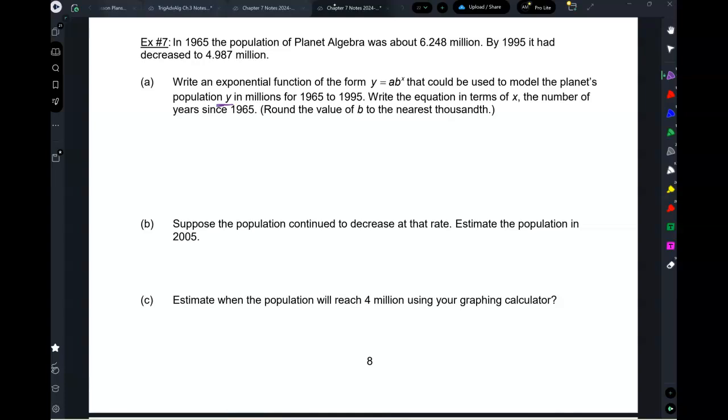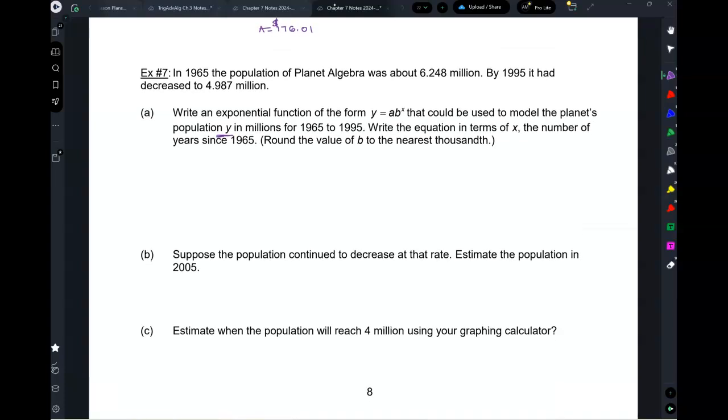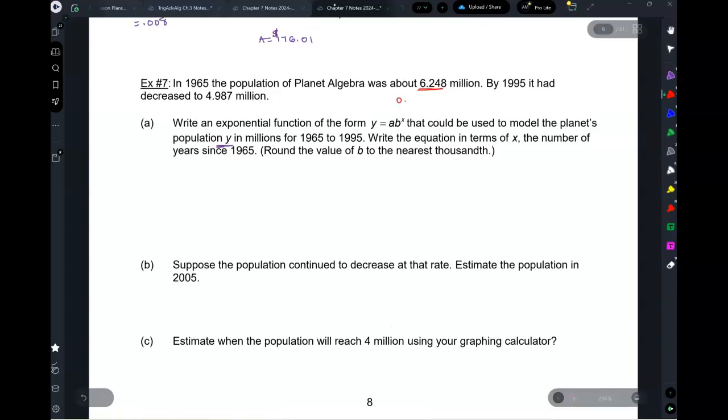Okay, so let's take a look at what we have here. In 1965, this is when this word problem started. This was the initial amount. So when t was 0, or x was 0, y is 6.248. Then in 1995, now 30 years have passed. So x is 30 and y is 4.987. You see that?